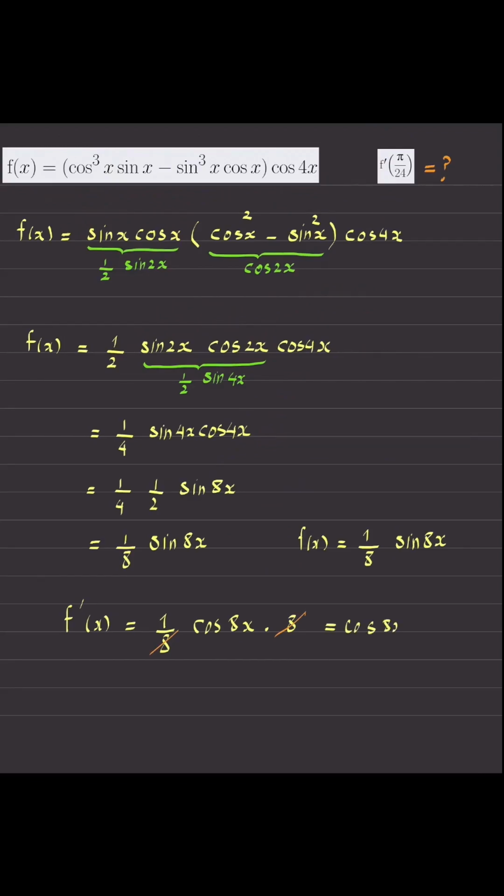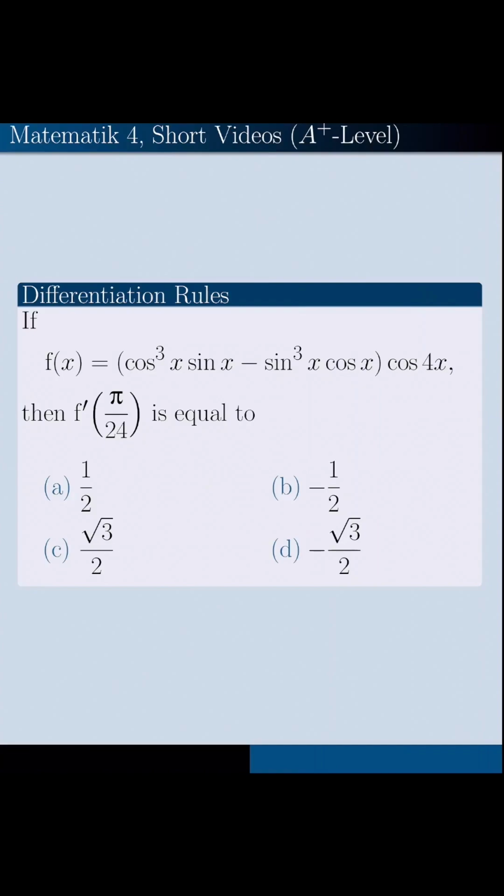But the problem is asking you about f prime of pi over 24. So this means that in your derivative you replace x with pi over 24. So it becomes cosine of 8 pi over 24, which can be simplified to pi over 3, and cosine of pi over 3, cosine of 60 degrees, is 1/2. So the answer to this problem is 1/2. And you see that option A is the correct answer to this problem.